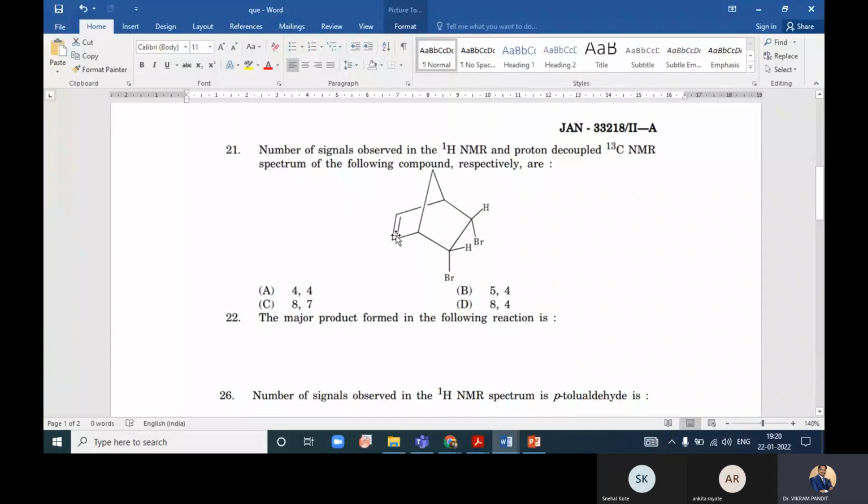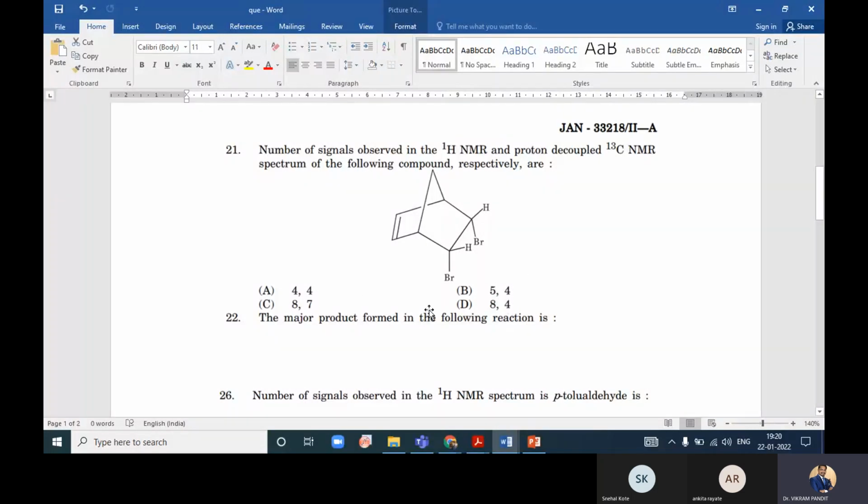Or in other words, these two carbons are same. So one signal. These two carbons are same, so another, second signal. These two carbons are same, so this will be the third signal. And this is totally different, so this will be the fourth. So you are getting this four.